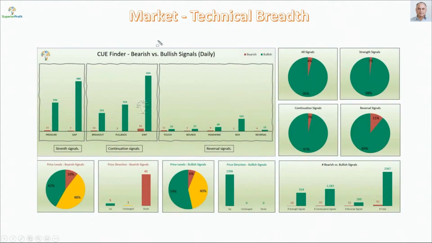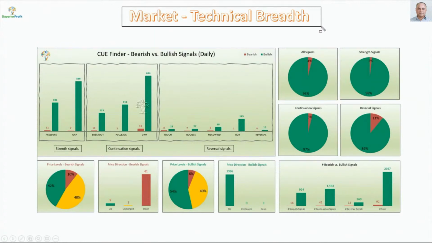That is calculated by Q Finder on the stock universe of your choice. The stock universe I am using here is all the liquid stocks in the USA market and S&P 1500. It has about 2,500 of the most liquid and diverse stocks. What am I looking at? I am looking at the technical breadth.